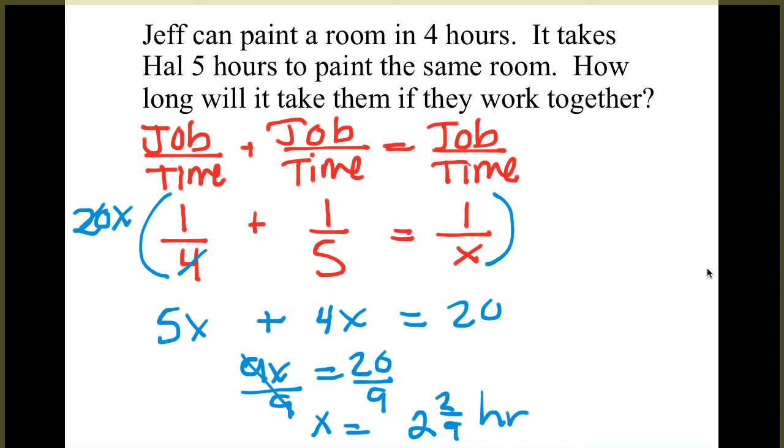Now another thing I want to just mention is 2 2/9 is the same as 2.2 repeated. We also don't say 2.2 repeated hours. So in this case, we really wouldn't want to use the decimal. Pause the recording if you need to write these notes.